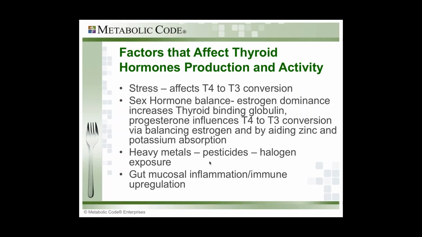If they don't have enough progesterone, that affects the estrogen dominance ratio, but also influences T4 to T3 conversion. One of the ways progesterone is thought to help this process is that it might be aiding zinc and potassium absorption. So there are many other areas that have to be assessed in order to properly address thyroid. One of the first things we do is, if a person shows signs and symptoms of chronic stress and dysregulated cortisol, we know we have to balance that in order to get good thyroid function in the body.